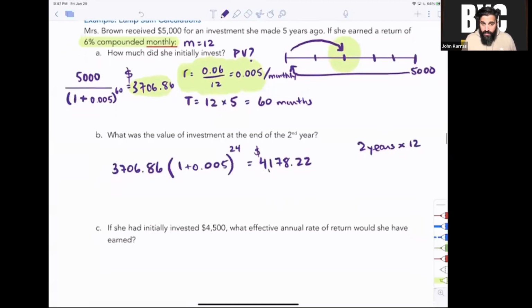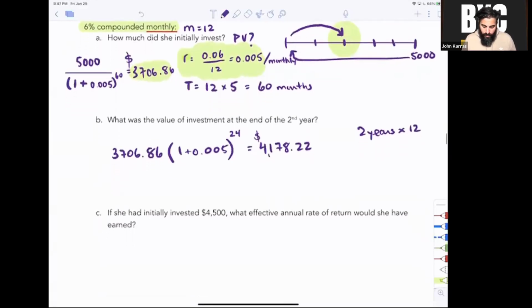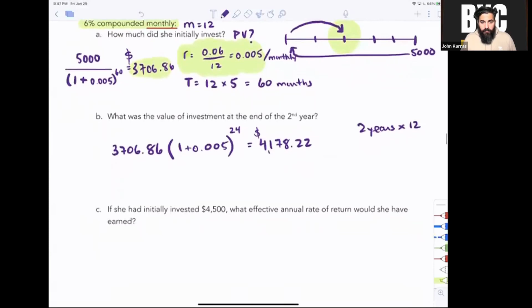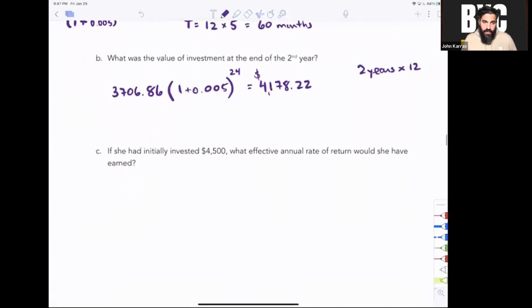So that's that. Now, what do we think of this question? If you had initially invested 4,500, what effective annual rate of return would she have earned? So let me draw this one out. What if she initially invested 4,500, ended up with the $5,000 that they told us 5 years later?